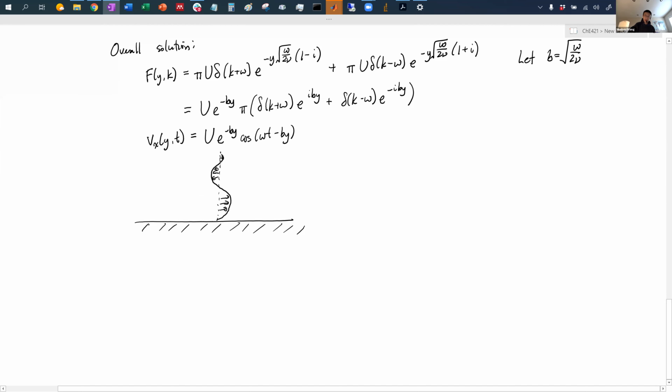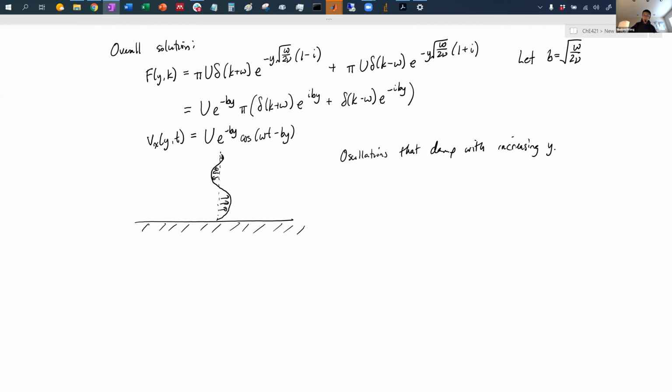Okay, so we have oscillations that damp with increasing y. The length scale of this damping and the wavelength of the oscillations is 1 over b, which you could write as the square root of 2 nu over omega. And then of course the phase of the oscillations is a little bit different depending on where you are in the fluid as well.